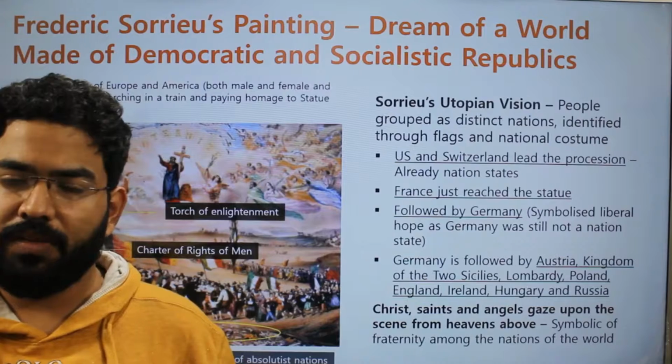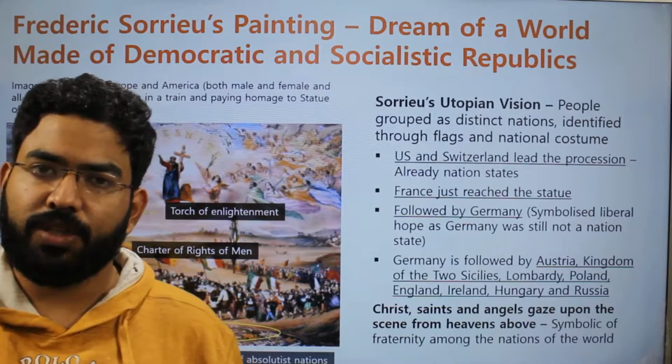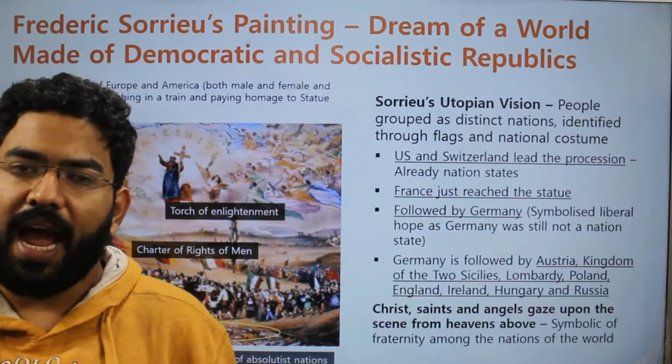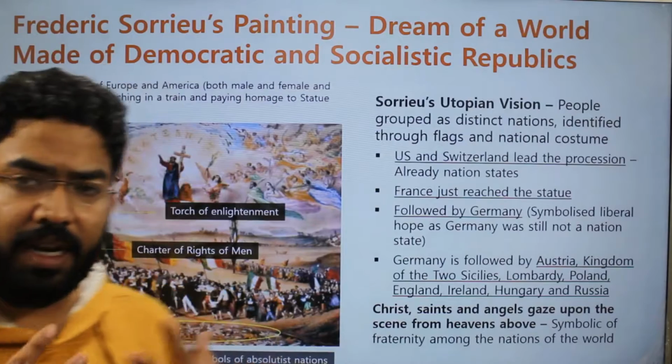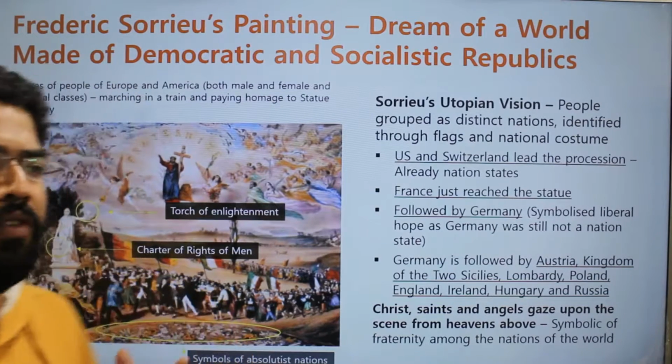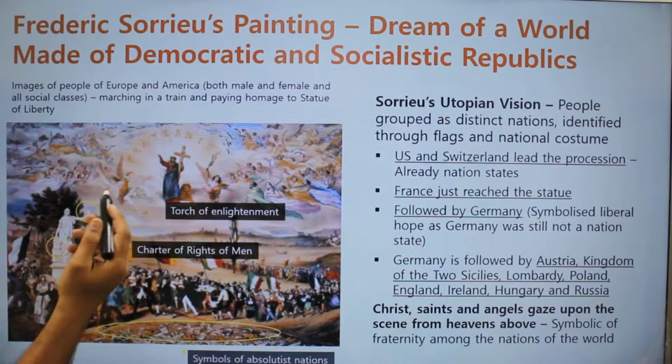The monarchy was the one ruling over the nations. Then we had religious institutions guiding the monarchs, and they had a huge influence. The ideas that we think of for a nation were best epitomized by this painting by Frederick Sorrieu.